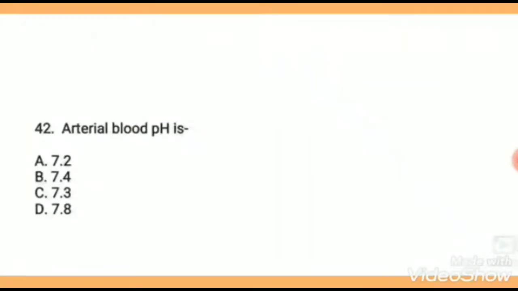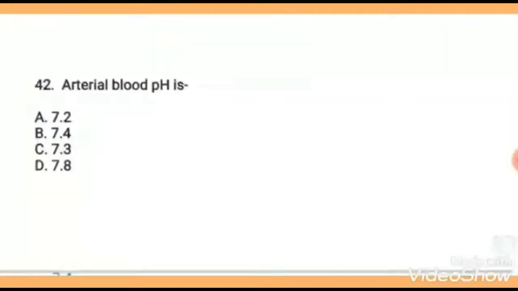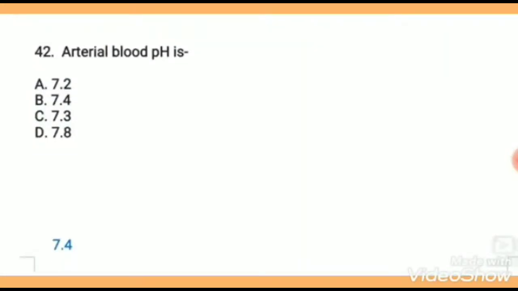Arterial blood pH is 7.2, 7.4, 7.3 or 7.8. So, the correct answer, arterial blood pH is 7.4.